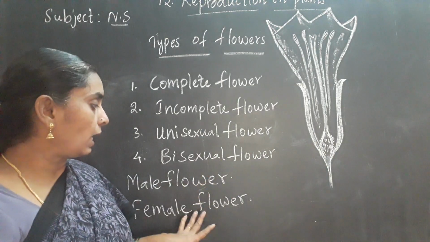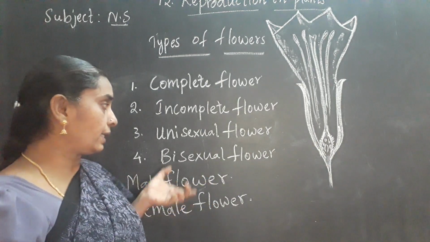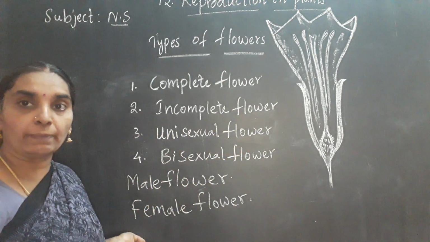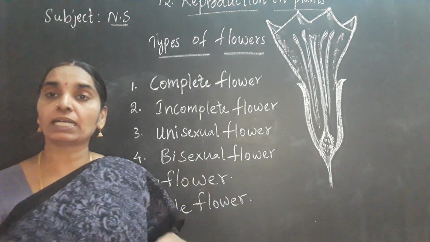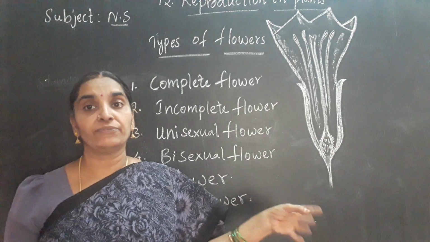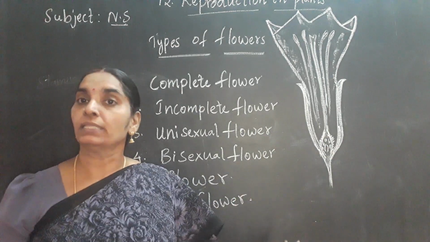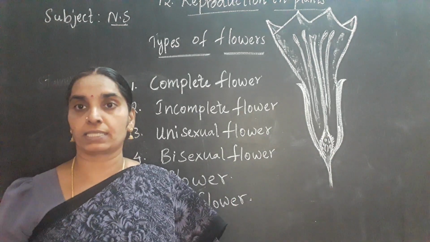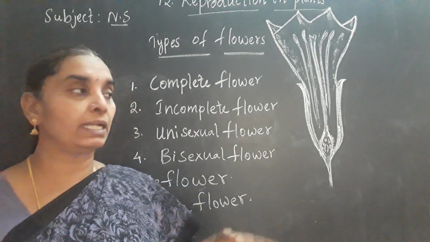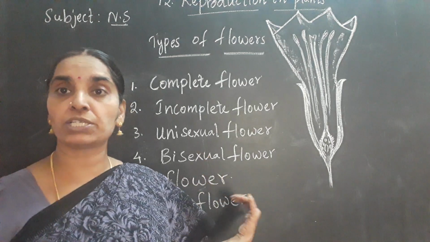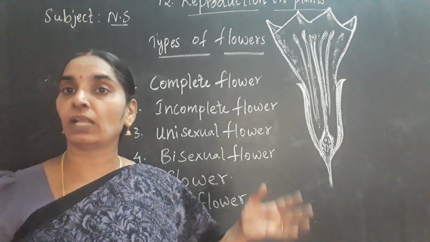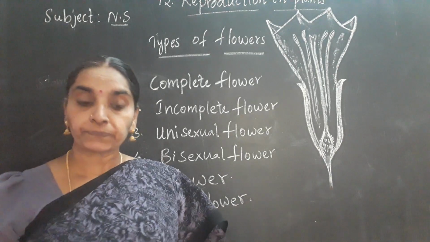So the unisexual flowers are differentiated into male flowers and female flowers. If the flower contains only the gynoecium, then it is called a female flower, and if it contains only the androecium, then it is called a male flower. The flowers have different numbers of petals and sepals, and they may contain only androecium or only gynoecium. So they differ from one flower to another.